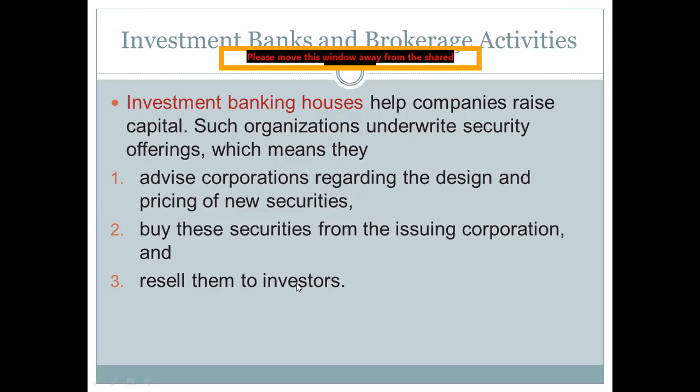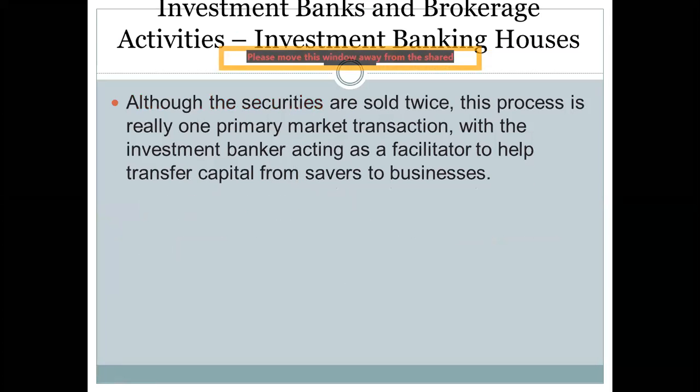Such organizations underwrite security offerings, which means they advise corporations regarding the design and pricing of new securities. And then they buy them and then resell them to investors. Although the securities are sold twice, this process is really one primary market transaction, with the investment banker acting as a facilitator to help transfer capital from savers to business.